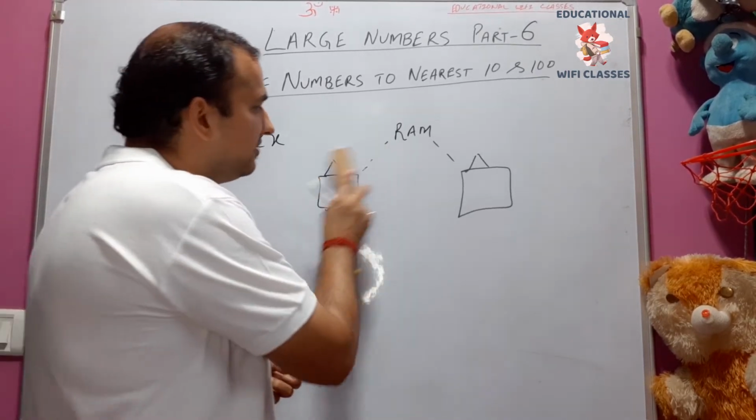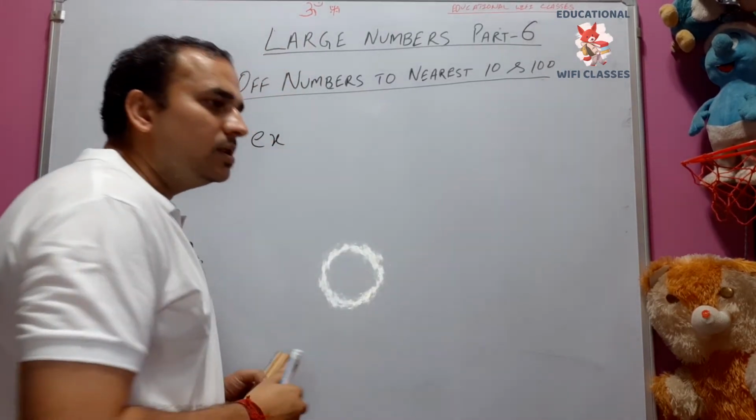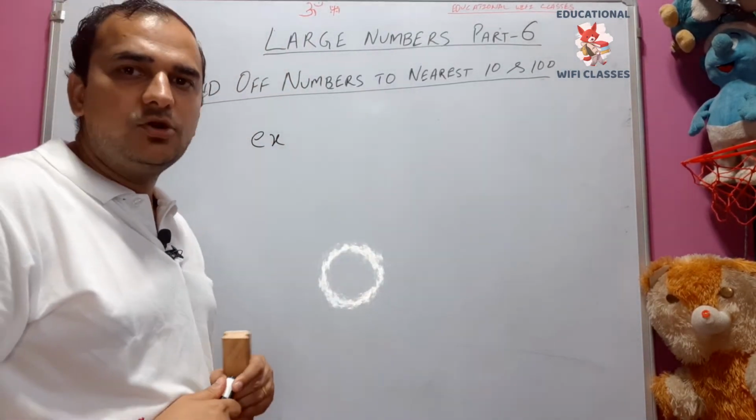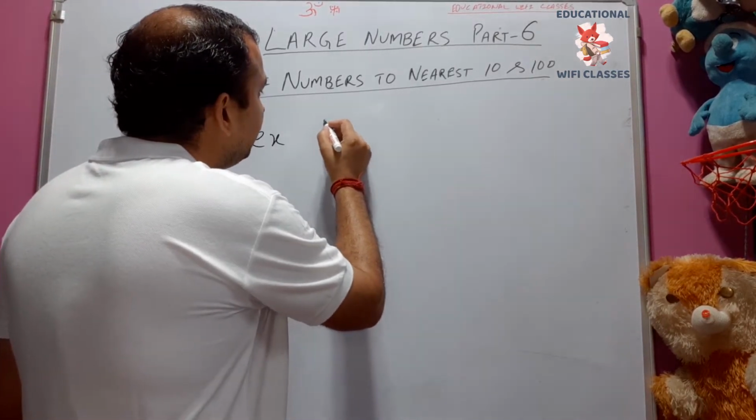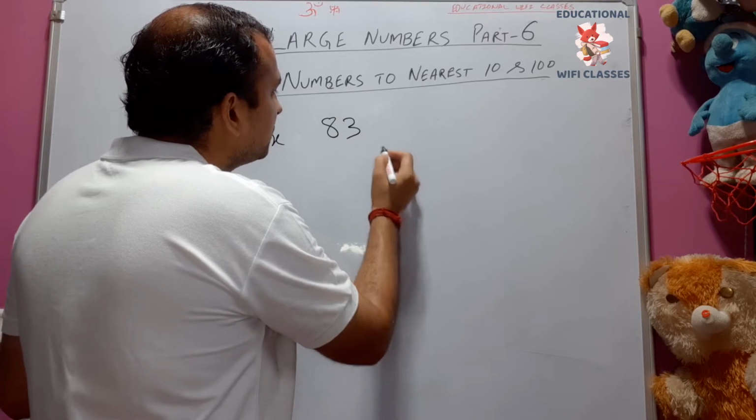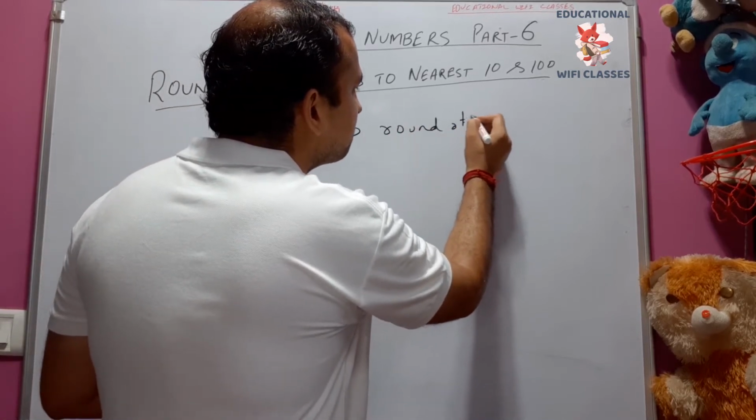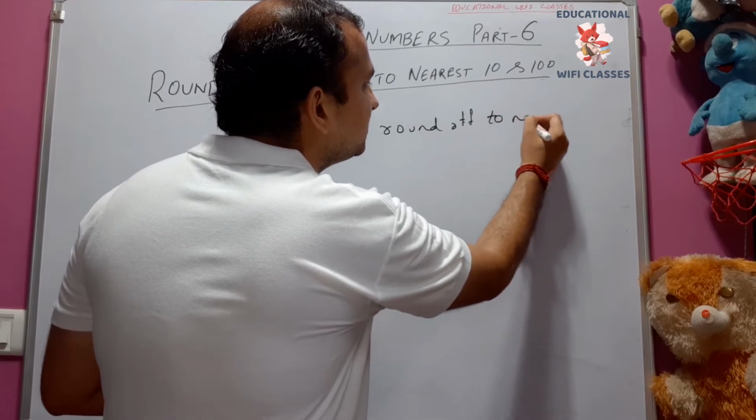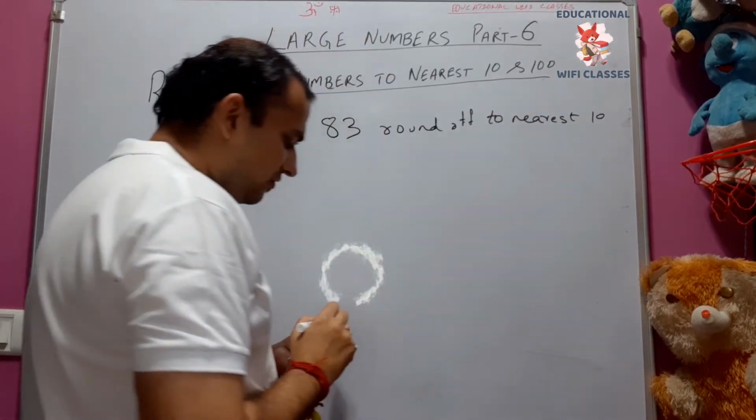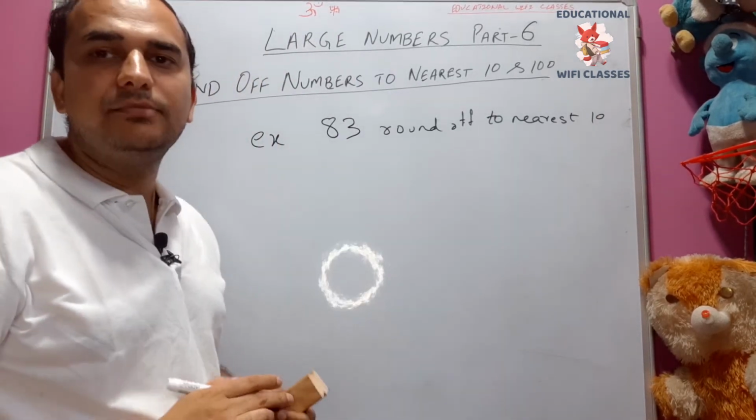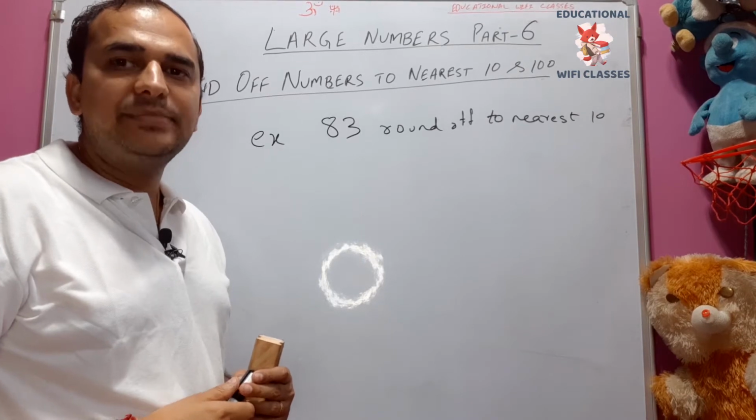So let's come to our topic, which is rounding off the numbers. When they ask you to round off a number, for an example, 83, round off to nearest 10. So what we do when we are going to round off a number to nearest 10, we should know the multiples of 10 or segments of 10.